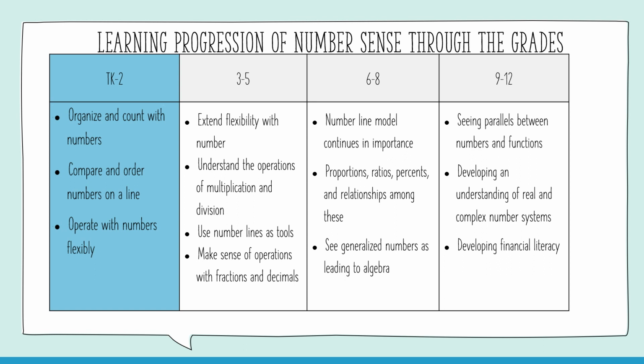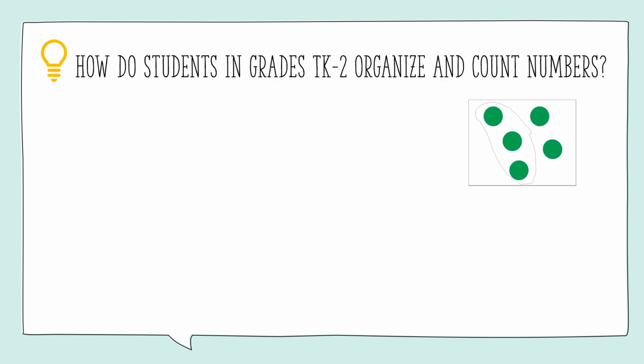Students in grades TK through 2 operate with numbers flexibly, making sense of the operations as they explore addition and subtraction situations, often shifting between visual, numerical, and physical models. We will discuss the progression of number sense through the remaining grade bands in other parts of the number sense module. How do students in grades TK to 2 organize and count numbers?